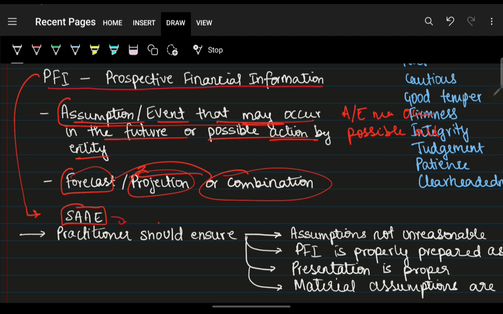Okay, so what is this prospective financial information governed by? It is governed by the standards on assurance engagement. Okay, it's not SAAE, it's actually SAE. Okay, so the practitioner must ensure that assumptions are not unreasonable. Okay, and the prospective financial information is properly prepared as per these assumptions itself. Okay, so here it's not like you have made certain assumptions but you have not used those assumptions at all. So firstly, your assumptions must not be unreasonable, and secondly, the PFI should be prepared as per those assumptions itself. Okay, and the presentation must be proper and material assumptions are properly disclosed.